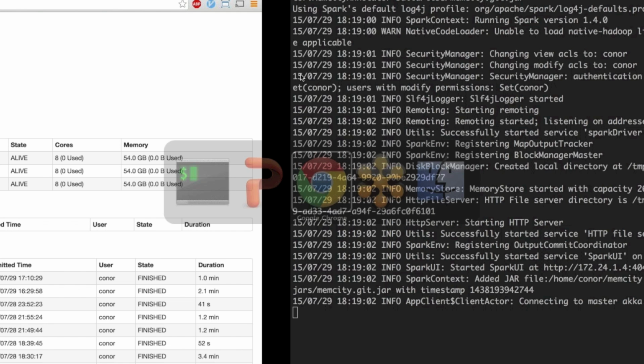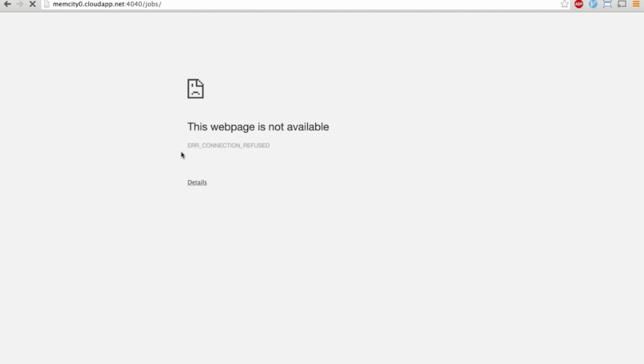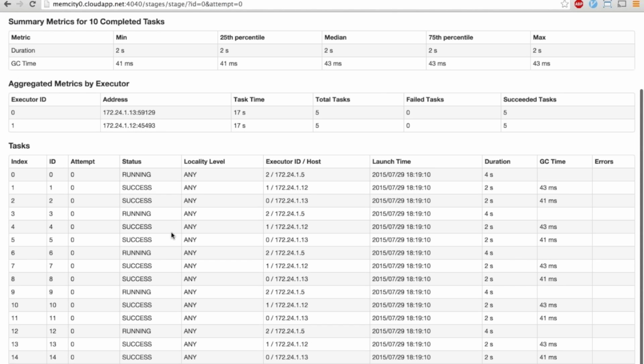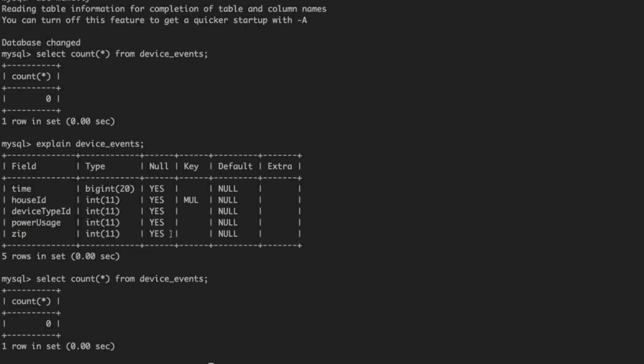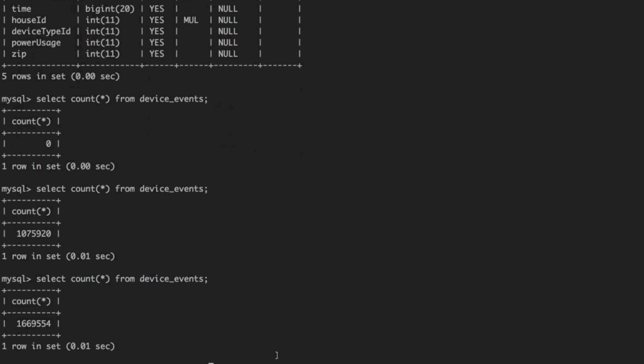So now we can look at our Spark master, and when we refresh here, we can see that the Spark job is running, and we can actually look at each partition currently processing this data and writing it into MemSQL. So let's go back and look at MemSQL here. We can now see that we've already stuck in over 1 million events into this device events table, and this number is just going to keep going up.